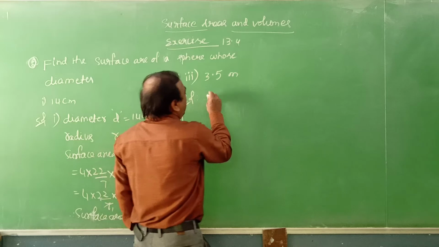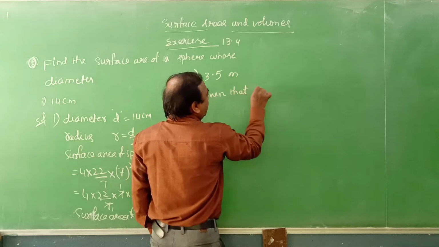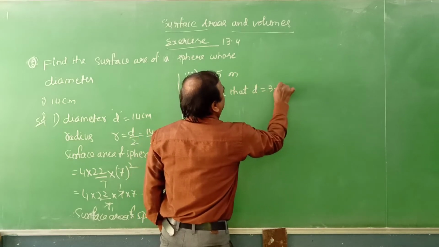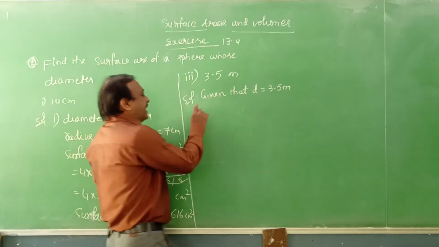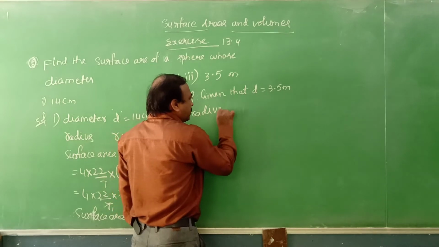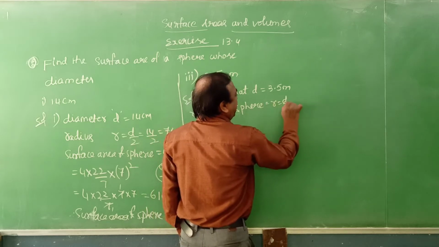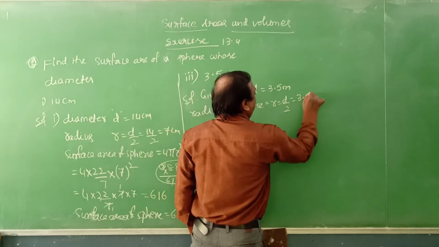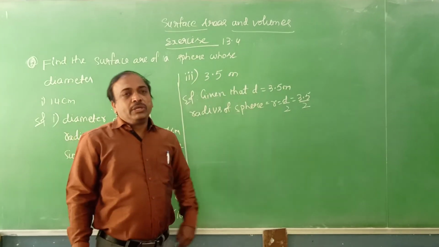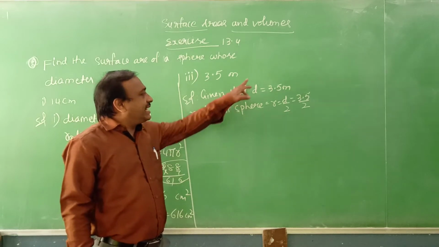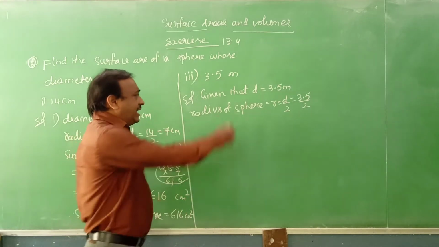Solution. Given that D is equal to 3.5 meters. The diameter of the sphere is given, that is 3.5. Radius of the sphere r is equal to d by 2, which is 3.5 by 2. Are you following? The diameter is given as 3.5, and the radius is 3.5 divided by 2. Let it be like that only.